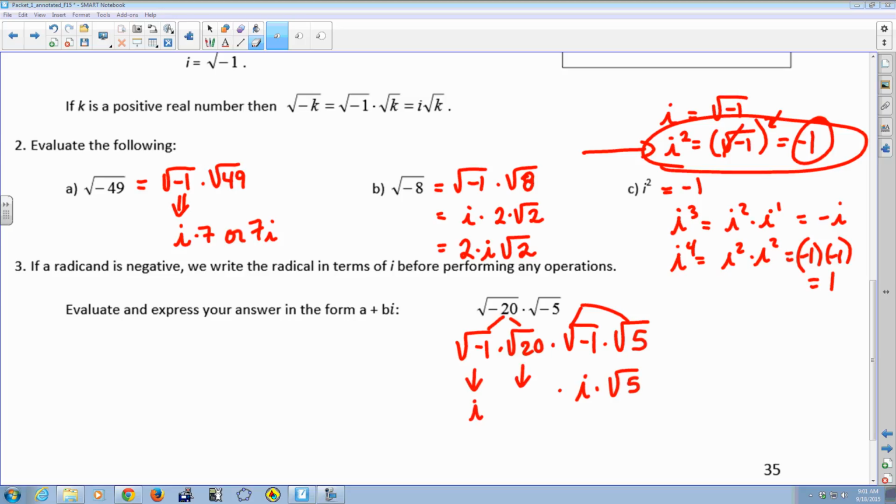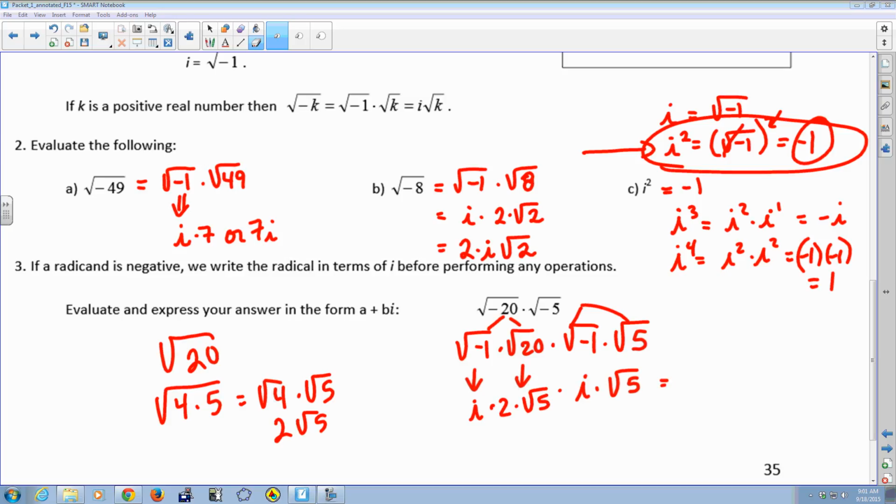So the square root of 20, if we go off on the side of our paper, is the square root of 4 times 5, which is the square root of 4 times the square root of 5, which is 2 square roots of 5. So now we've got one huge long multiplication problem. So let's just reorder things. We have i times i, we have a lonely 2, and then we have the square root of 5 times the square root of 5. So that's the same as i squared times 2 times the square root of 5 squared.